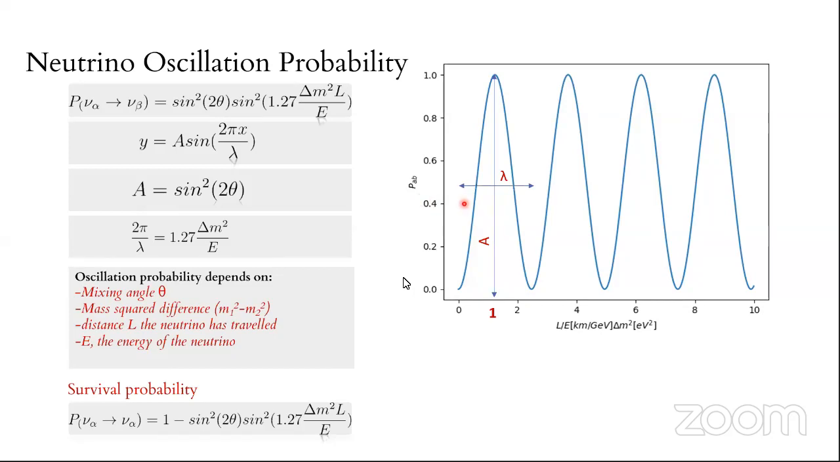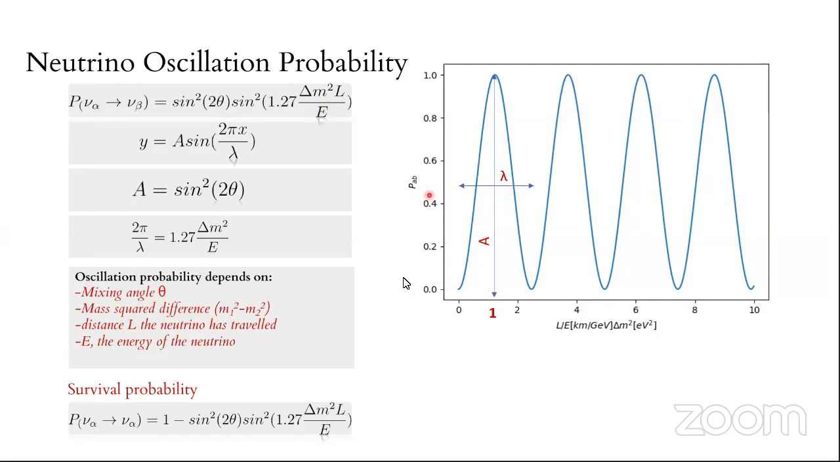So from this graph, one can estimate the amplitude, from which you get the mixing angle. And you can also measure the wavelength, from which you would get the mass squared difference. However, it's not straightforward. When you make a measurement, you fix L and you fix E, and therefore you get a single point. You don't get a complete wave. So in order to get the complete wave, you need to do the experiment at different lengths, different distances. I'm sorry, I forgot to mention. L is the distance between the source of neutrinos and the detector. E is the energy of the neutrino.